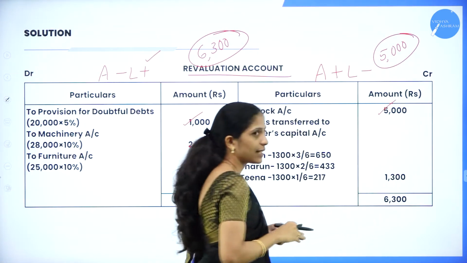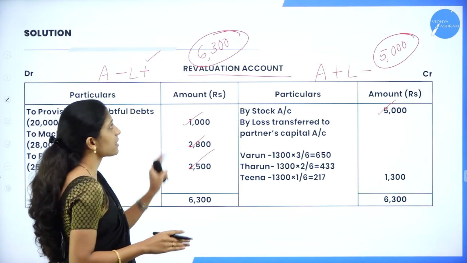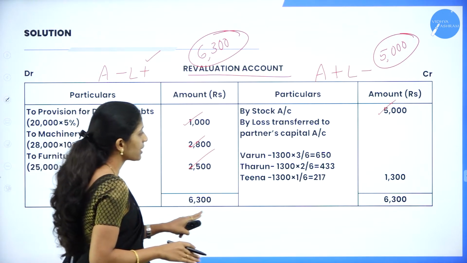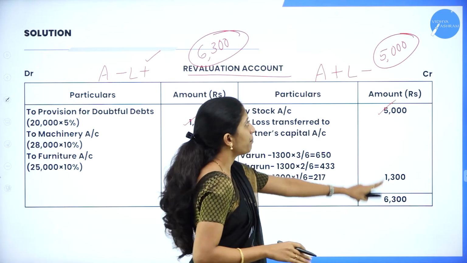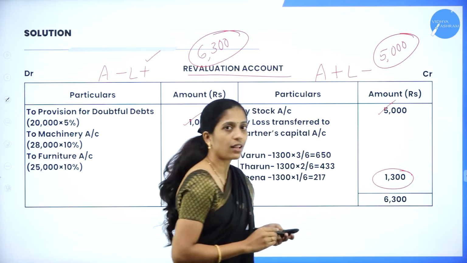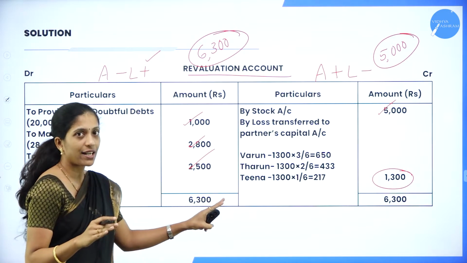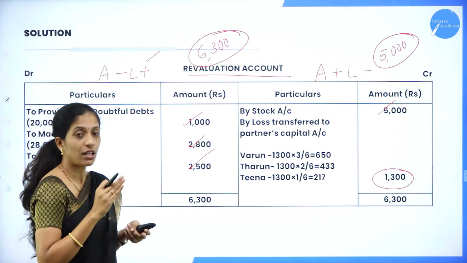So, 5000 in the credit side. Now, which side is more? Debit side is more, 6300. So, we'll record 6300 on both sides minus 5000. We'll get a balancing figure of 1300. Now, see here, debit side is more than credit side. It means what? Revaluation loss.